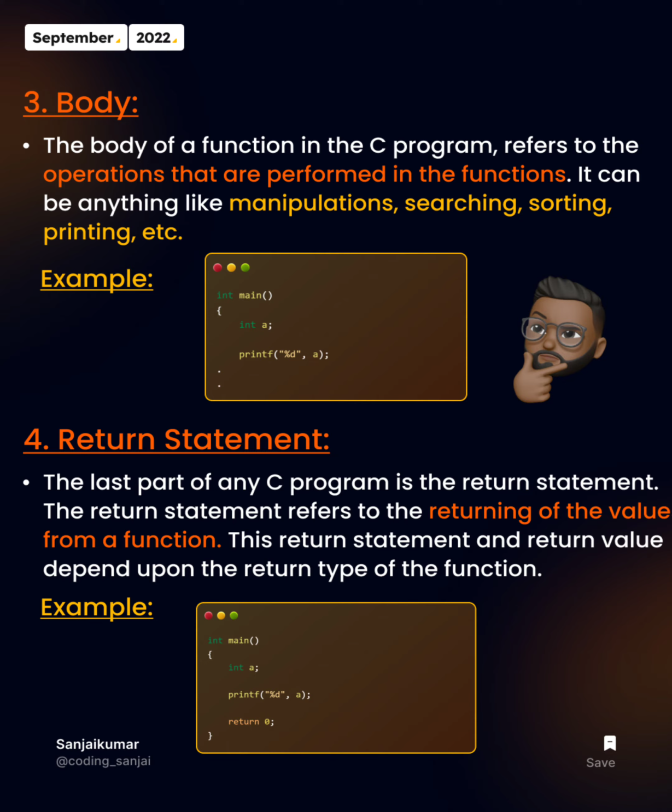5. Return statement. The last part of any C program is the return statement. The return statement refers to the returning of the values from a function. This return statement and return value depend upon the return type of the function. Example.